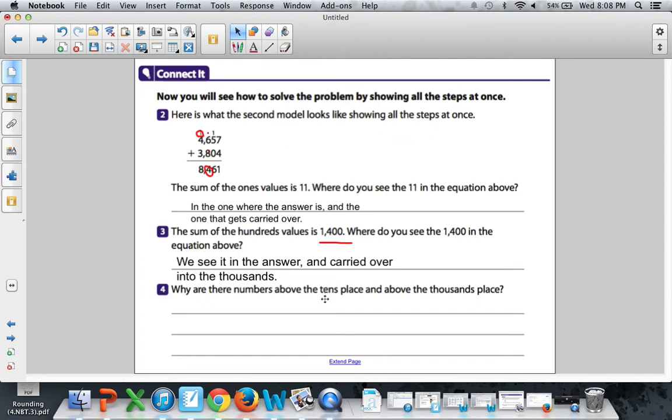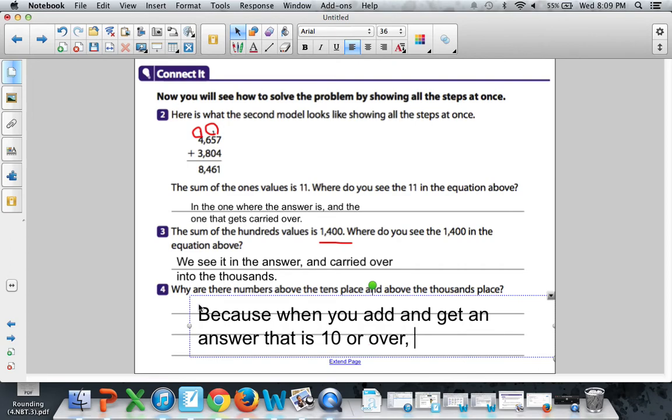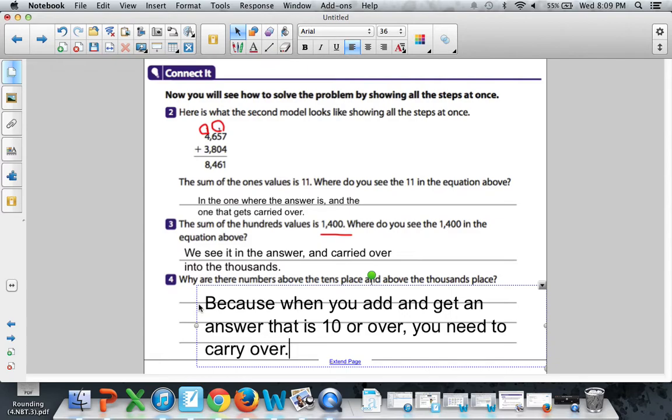Why are there numbers above the tens place and above the thousands place? And they're talking about, of course, these ones right here. Why is there a 1 there and why is there a 1 there? Well, we kind of talked about that already. We talked about how we need to carry over. Because when you add and get an answer that is 10 or over, you need to carry over.